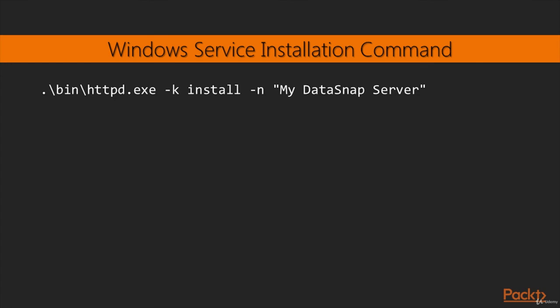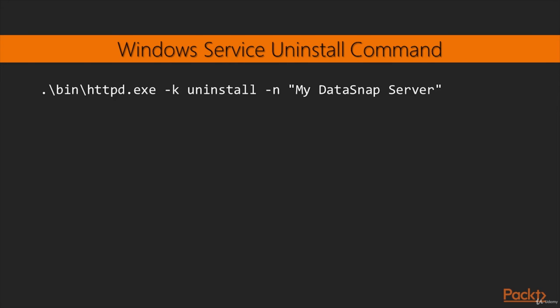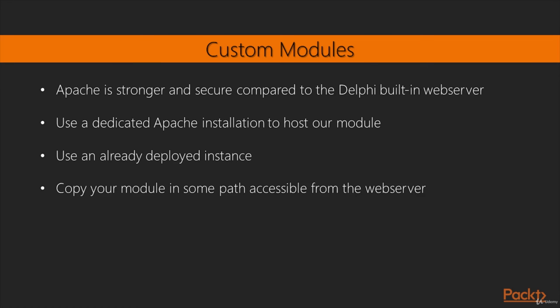After you've configured and secured your Apache web server, you can install it as a Windows service using this command line. And to uninstall. In this way, you can package a customized Apache distribution to deploy and run your custom modules. I do it very often with my services that need to be published on the internet because Apache is stronger and more secure compared to the Delphi built-in web server based on Indy.